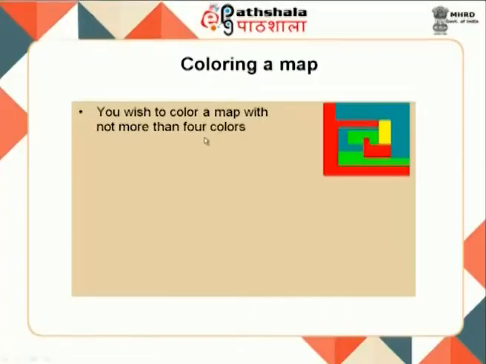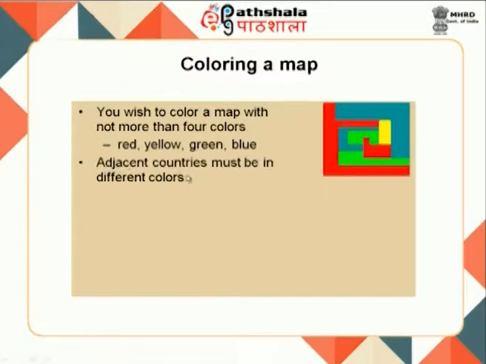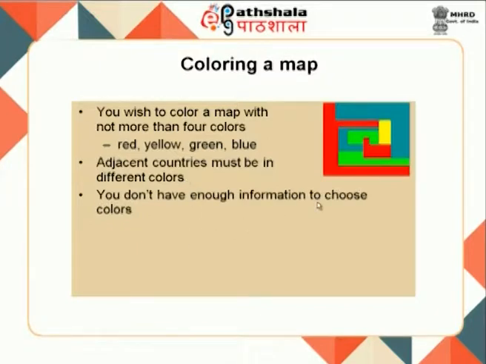So, a typical problem is the map coloring problem. This is another problem that you typically must know if you are talking about computer science. You wish to color a map with not more than 4 colors. So, let us assume red, yellow, green and blue. Adjacent countries must be in different colors, that is a constraint. So, you do not have enough information to choose the colors. So, what you do, each choice leads to another set of choices.